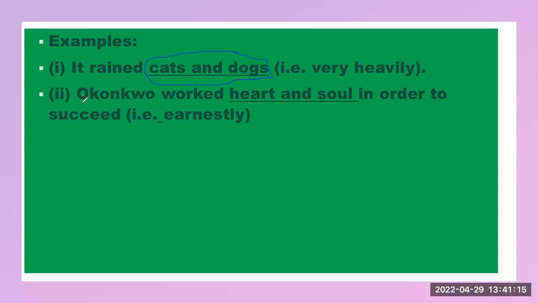And we have a second example in one. Okonkwo worked heart and soul in order to succeed. Now, heart and soul is also an idiomatic expression, and it forms an adverb phrase whose meaning is earnestly or hard. Okonkwo worked hard or worked industriously or worked energetically, all right, in order to succeed. So that is exactly what it is.